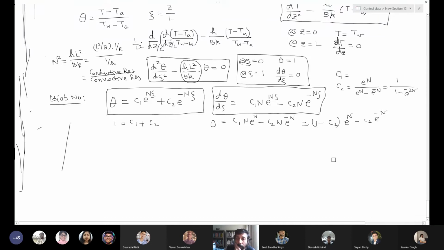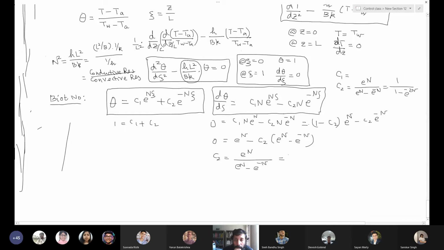From here we get 0 equals e to the power n minus C2 times (e to the power n minus e to the power minus n), and C2 is... so I have written it as e to the power 2n.